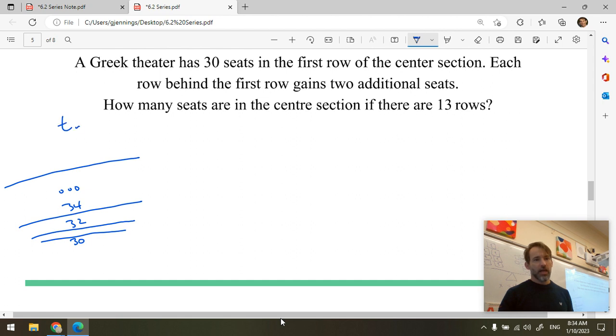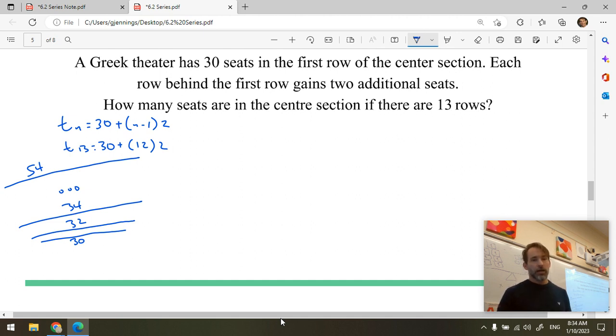And so Tn, my general term for this, would be the first term, 30 seats, plus n minus 1 times the common difference, which is 2. In this case, we have 13 rows. So that's going to be 30 plus 12 times 2, because n minus 1, 13 minus 1 is 12. So it's going to be 54 in this last row, 54 of them. Okay. Now, we want to know how many seats in total.